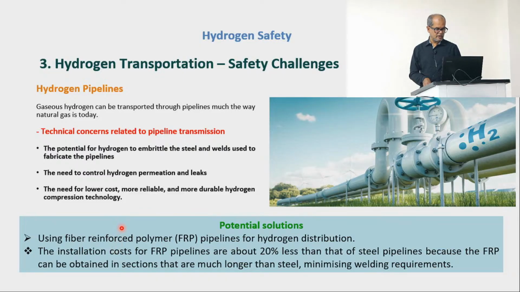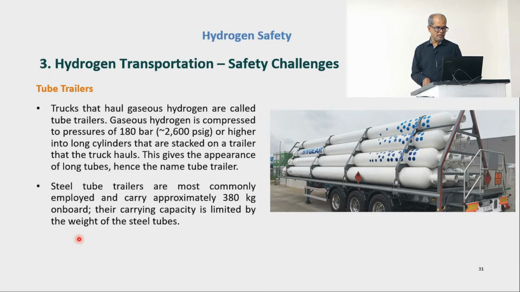There are some potential solutions that can be utilized to ensure that there is no leak from the pipeline transportation. You can use materials which have a better safety rating for hydrogen distribution. And then if you have the tube, that also compresses hydrogen in this sort of tube at very high pressure.